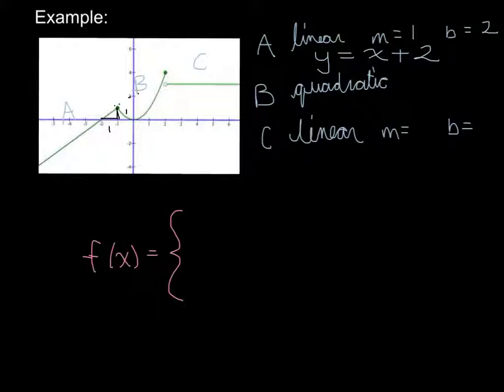Okay. And then we have part B, which looks like it is the quadratic function, or at least part of one. We're starting here at the origin, and it looks like it's gone over 1, up 1, and then over 2, up 3, and that is the model y equals x squared.